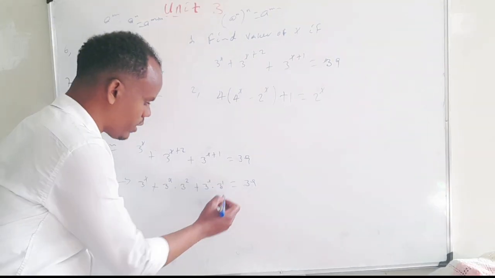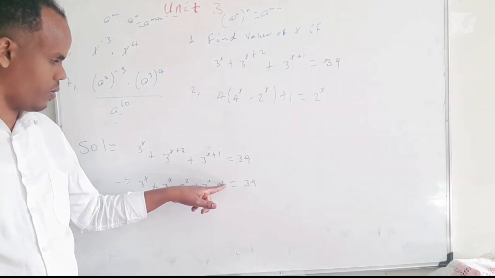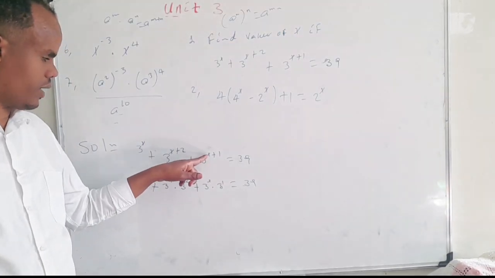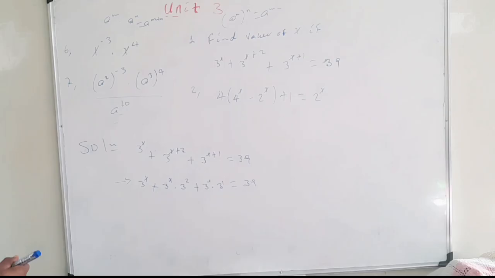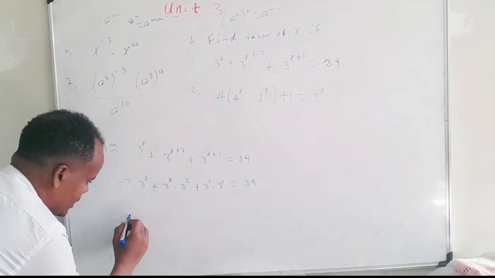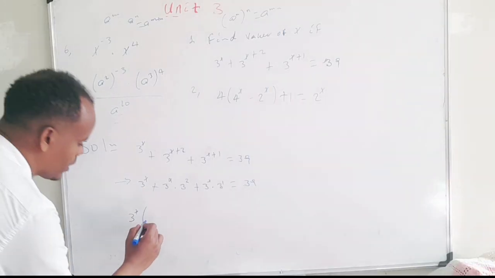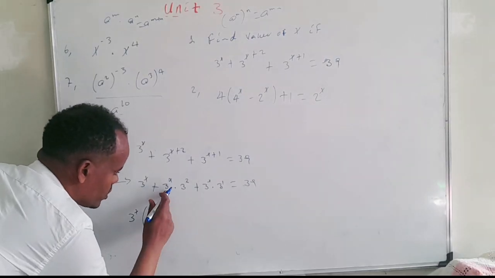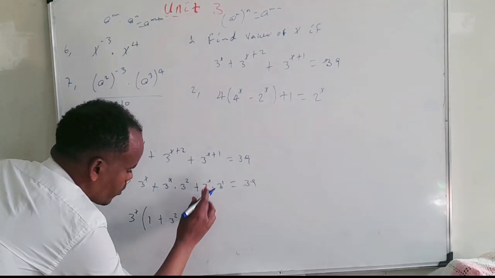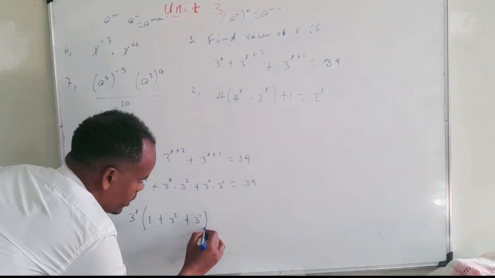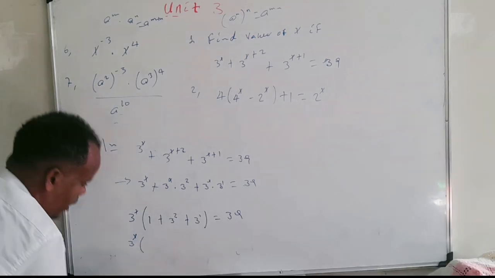Similarly, 3 to the power of x plus 1 means 3 to the power of x times 3 to the power of 1, add the exponents, x plus 1, is equal to 39. Then select the common factor, 3 to the power of x, as common factor. What remains is 3 to the power of 2 plus 3 to the power of 1, is equal to 39.